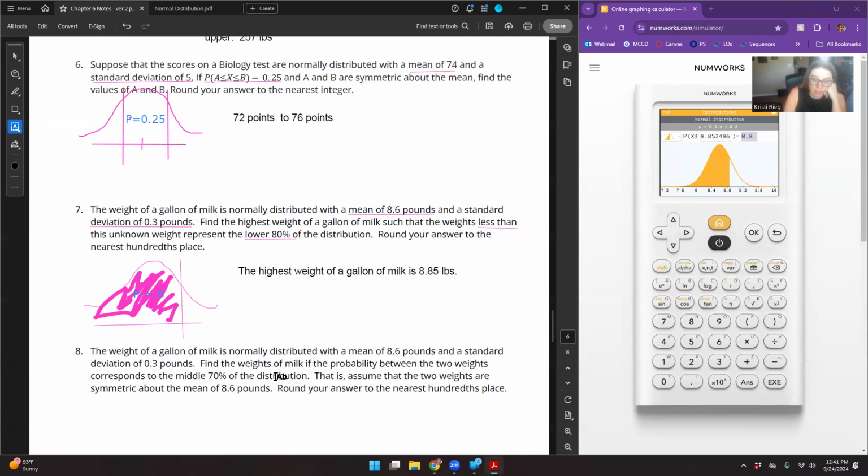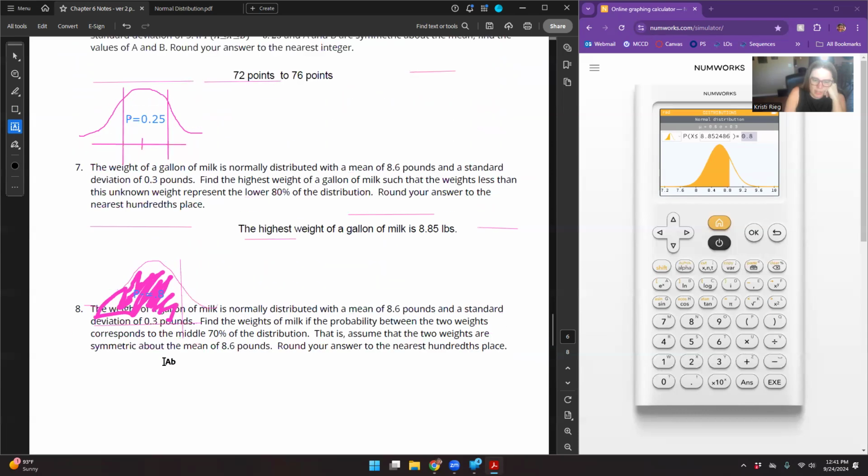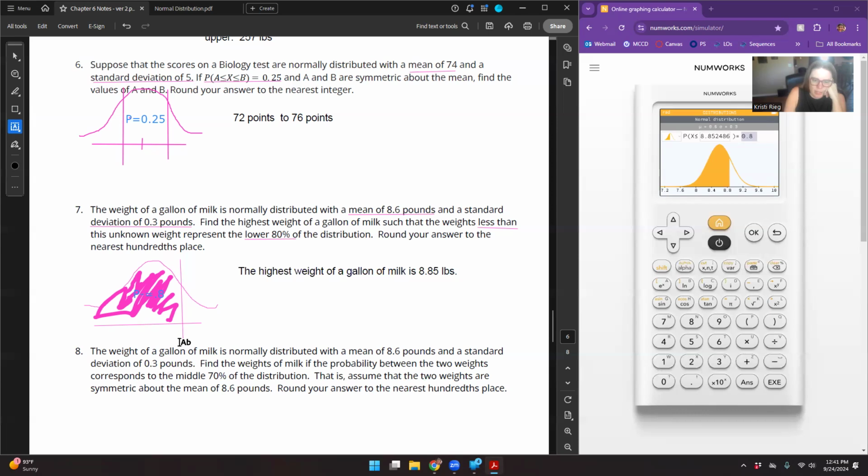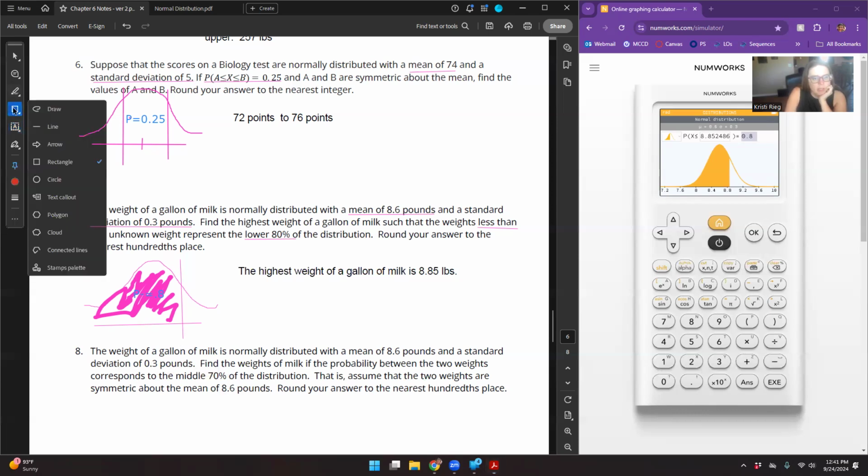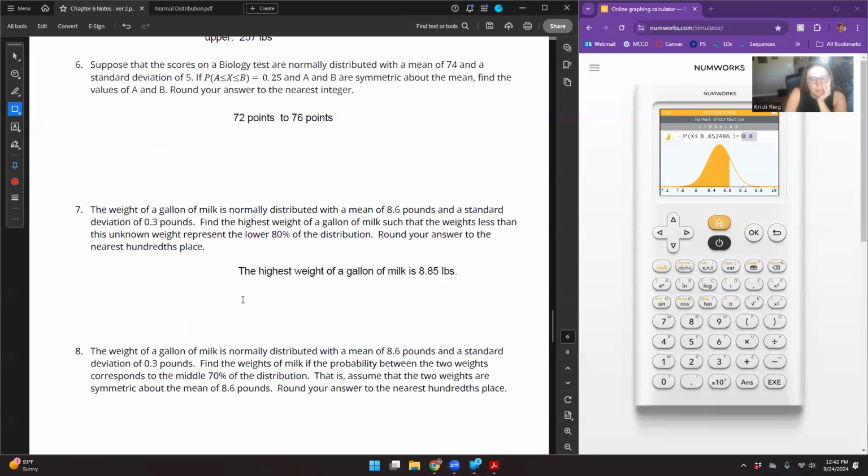Last but not least, it's very similar. Notice it has the 8.6, it has the 0.3. This is the last one. The difference is the middle 70%. So this time I don't have a little IQR to talk about. I've got to figure out what the middle 70% is. So let me clear some stuff out of here and let's look at how we can figure this out.